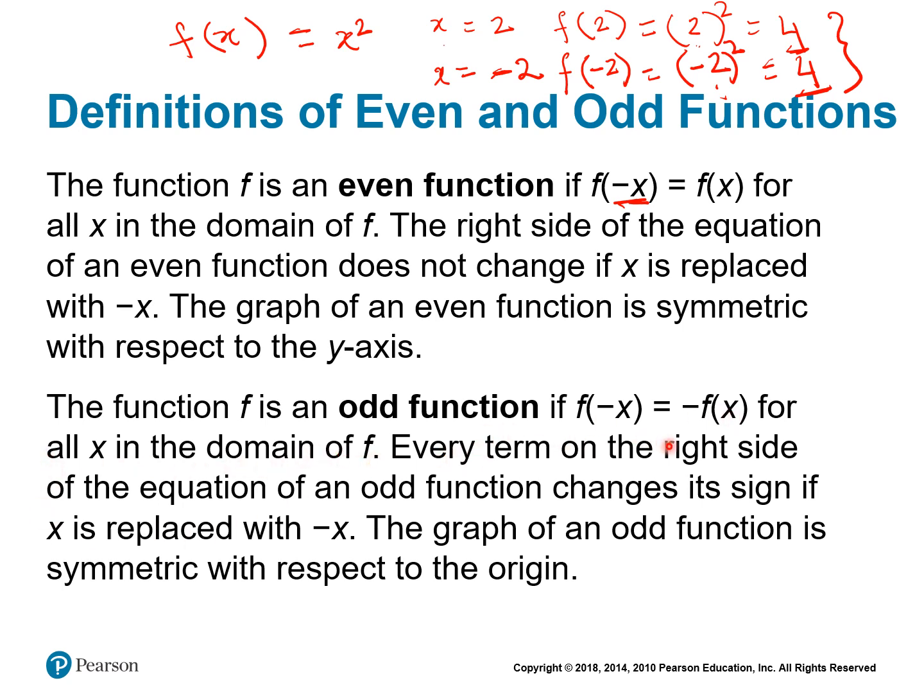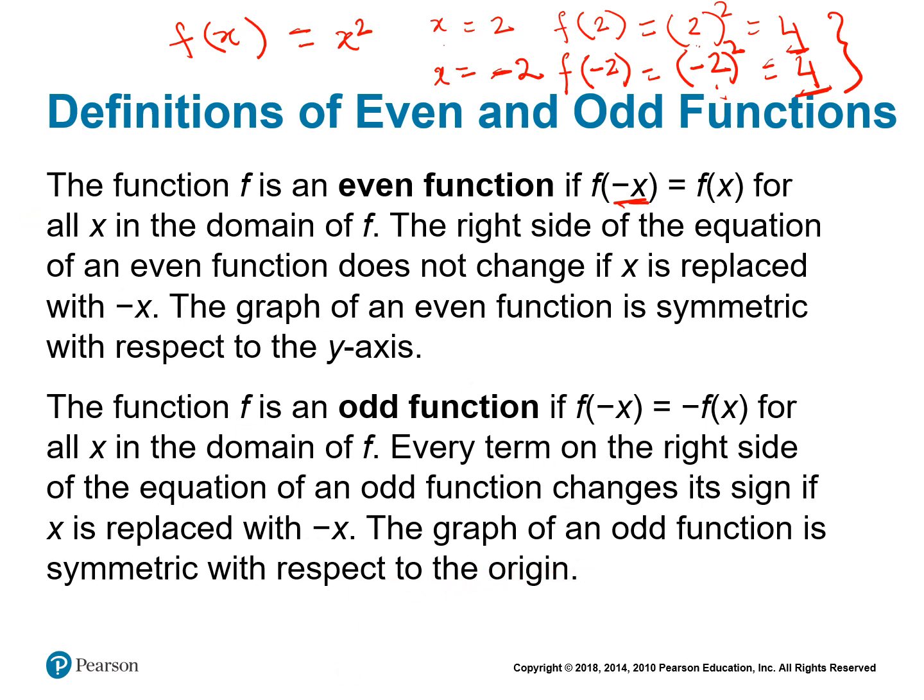Every term on the right side of the equation of an odd function changes its sign if x is replaced with -x. So every term on the right side should change its sign for it to be an odd function. The graph of an odd function is symmetric with respect to the origin.